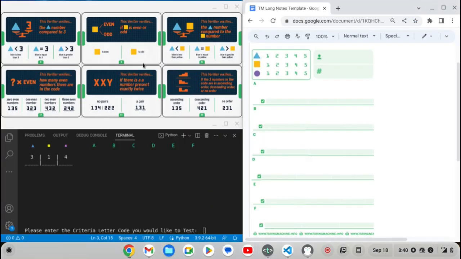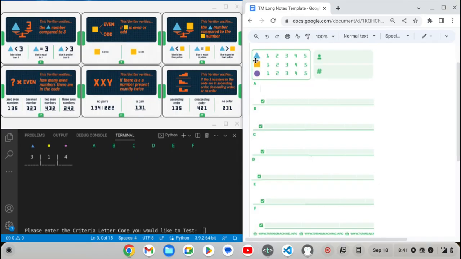So in the grid above, we've got our 6 criteria cards. On the top row, we've got criteria card A, criteria card B, and criteria card C. On the bottom row, we've got criteria card D, criteria card E, and finally criteria card F. So criteria card A looks at our first digit, the triangle digit, and compares the value to the number 3. So should the value of triangle be less than 3? Should it be equal to 3? Or should triangle be greater than 3?